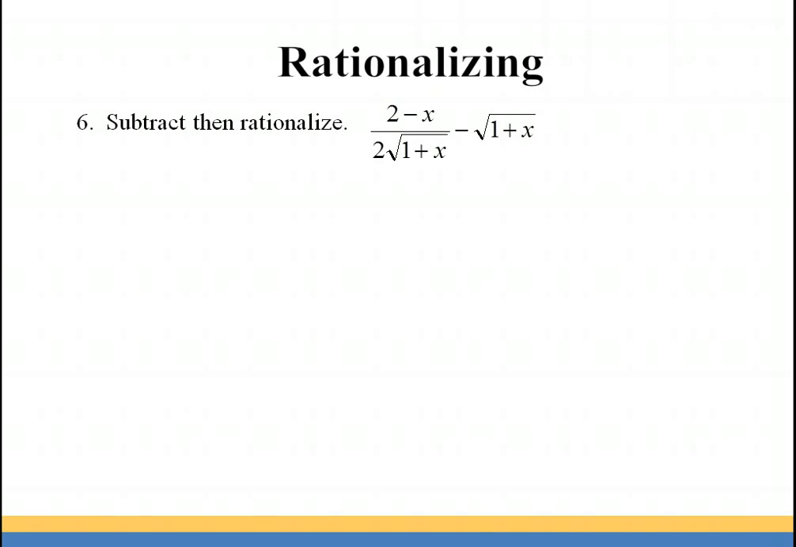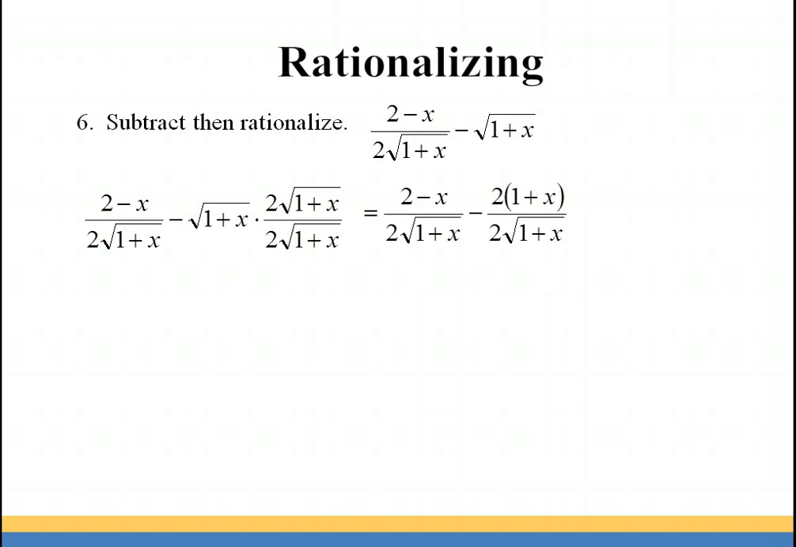Okay, for our next one, what we're going to do is subtract, then rationalize. So we're going to find our common denominator first. Multiply numerator and denominator by 2 over the square root of 1 plus x. We end up with 2 minus x over 2 times the square root of 1 plus x minus 2 times 1 plus x. And I got the 1 plus x by multiplying the square root of 1 plus x by itself. And then you want to bring your two terms together. So we're going to distribute the 2, actually a negative 2, to the 1 plus x. So we end up in our numerator with 2 minus x minus 2 minus 2x.